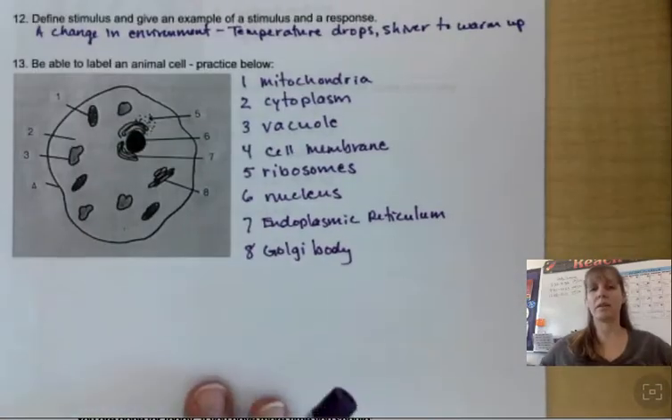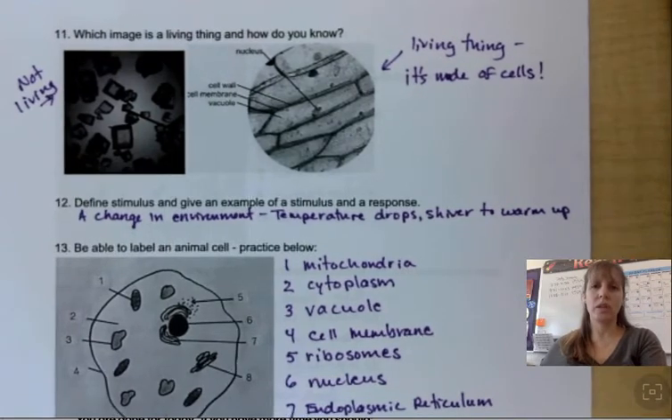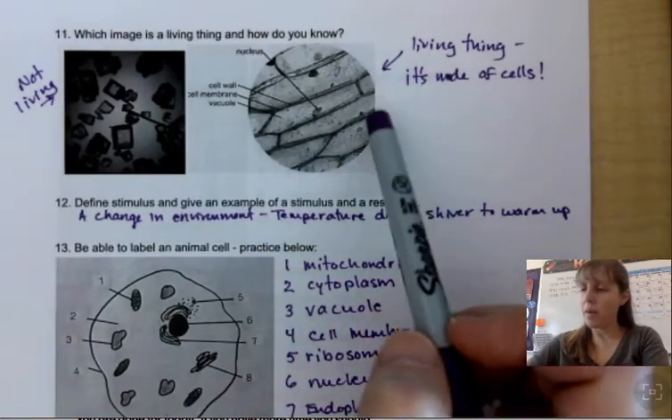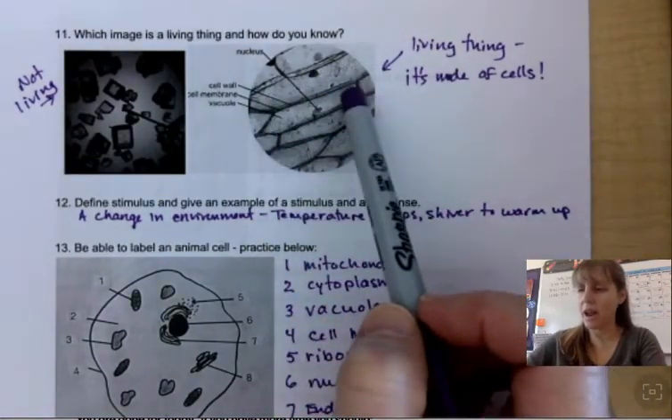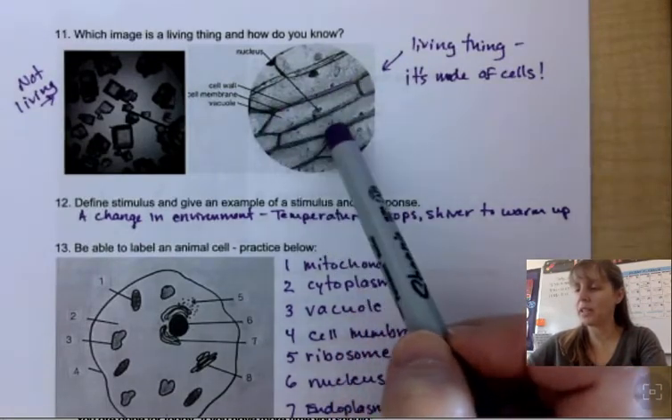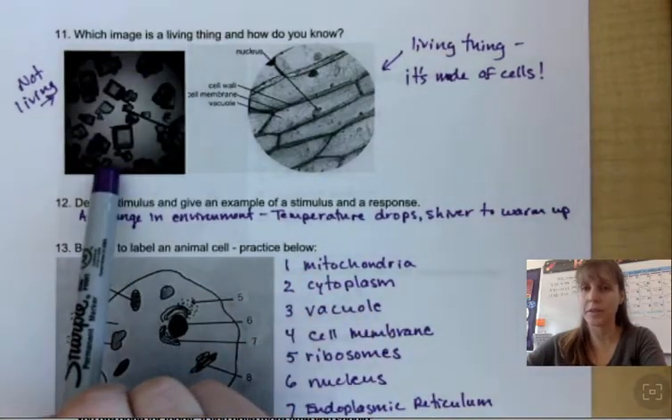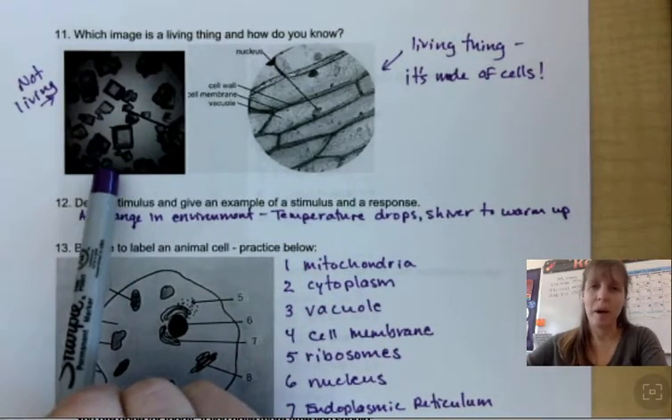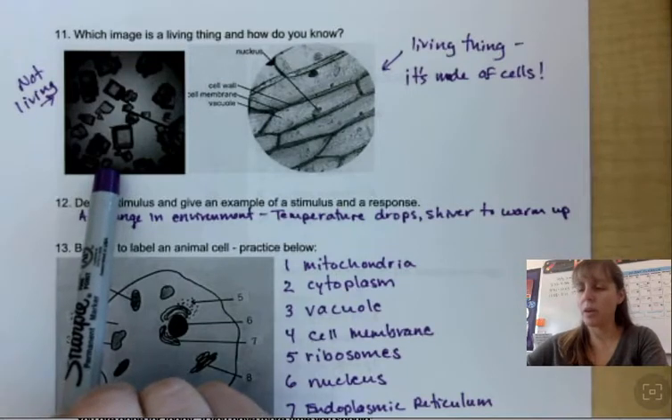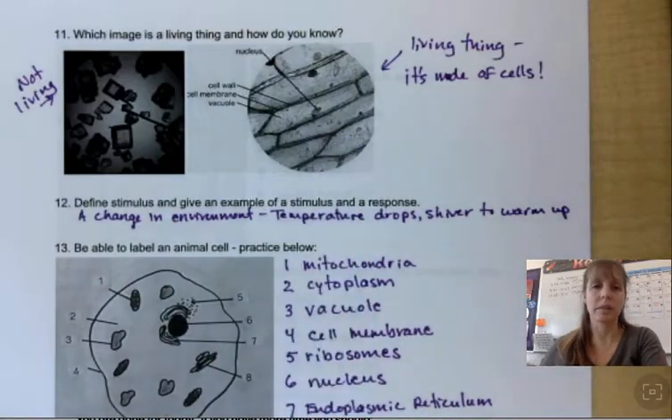All right, let's go to the next page. Which image is a living thing and how do you know? This image is a living thing because it has cell walls, nucleus, vacuoles. You can see that it's made out of cells. This is not a living thing. This is actually a salt and what it looks like underneath a microscope. So if it's not living, it's not made out of cells. If it's living, it's made out of cells.